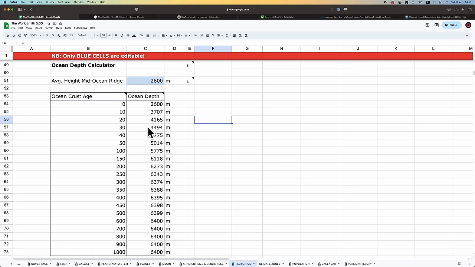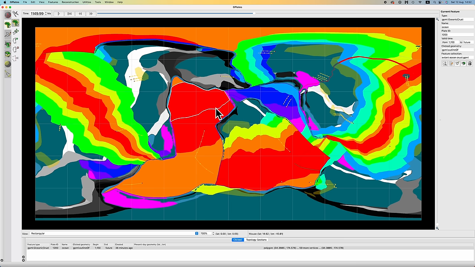So if we assume these values for a second, we know that at the mid-ocean ridge, the crust is 2,600 meters deep, as in the ocean depth is 2,600 meters, and at 50 million years, it's 5,000 meters. 2,600 along here, 5,000 along here.